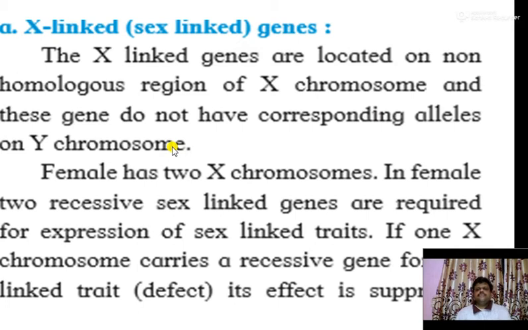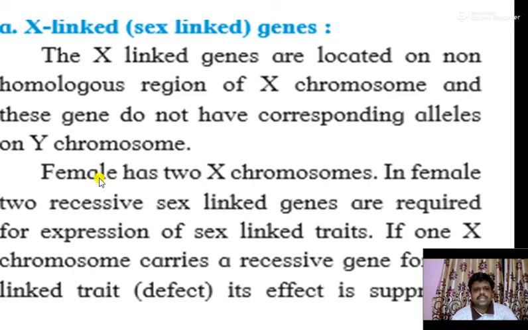As I said earlier, the non-homologous regions are unequal in the X and Y chromosomes. The X-linked genes are located on the non-homologous regions of the X chromosome, and those genes do not have corresponding alleles on the Y chromosome. So there are no corresponding alleles on the Y chromosome. In females there are two X chromosomes, and in males there are two sex chromosomes: the first one is the X chromosome and the second one is the Y chromosome.